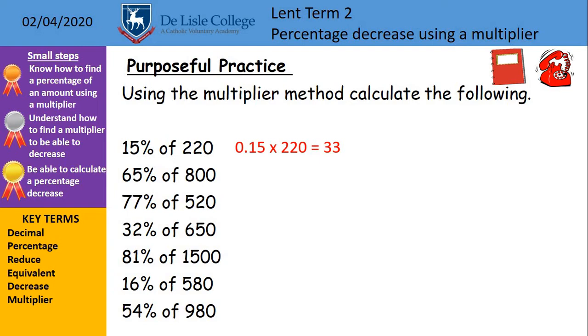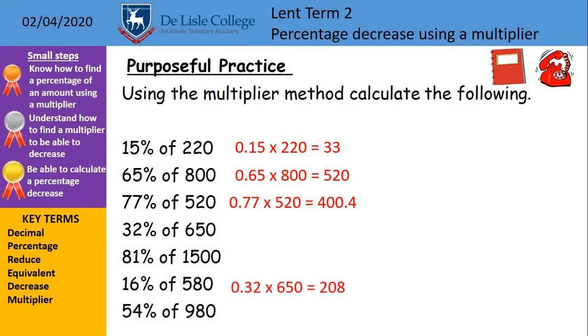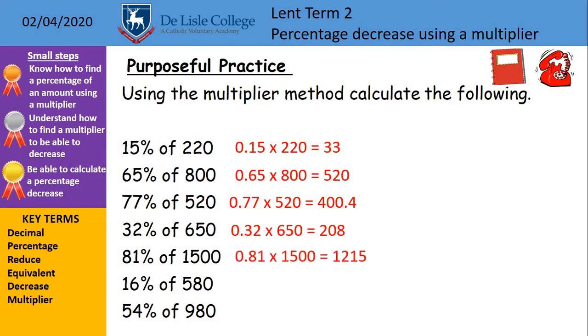So for 65% of 800, 65 divided by 100 gives us a multiplier of 0.65, and we'll get an answer of 520. For 77% of 520, your decimal multiplier is 0.77. So 0.77 multiplied by 520 gives you 400.4. For 32%, 0.32 multiplied by 650 will give you an answer of 208. 81% would be a decimal multiplier of 0.81 multiplied by 1,500 to give you 1,215.